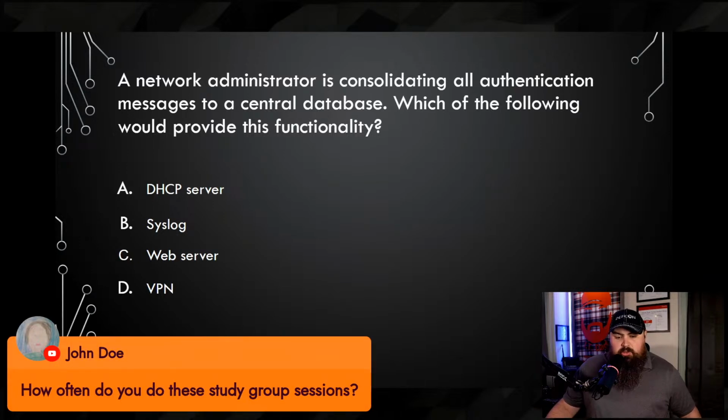How often do you do these study group sessions? Typically, I try to do them once a month. Going forward, I'm going to try for like the second Friday of the month, CompTIA A+ study group. But depending on the demand, sometimes we'll throw an extra one in there if there's a lot of people asking for it. Sometimes that does happen. But typically once a month, we'll do these.